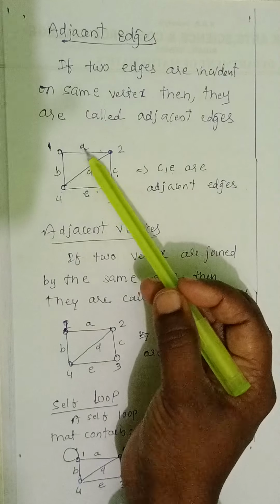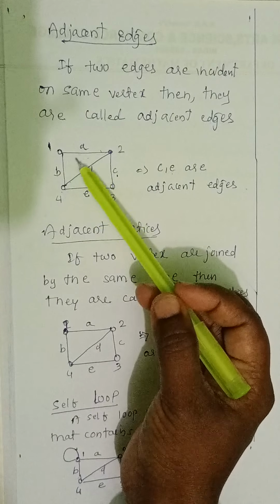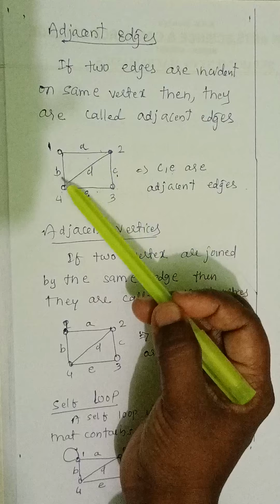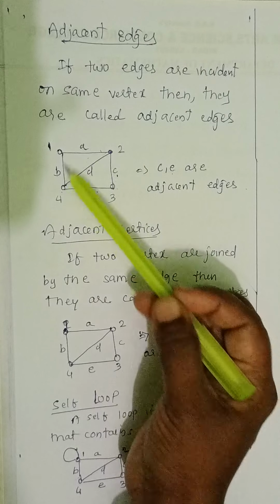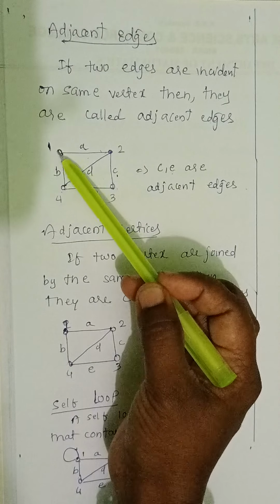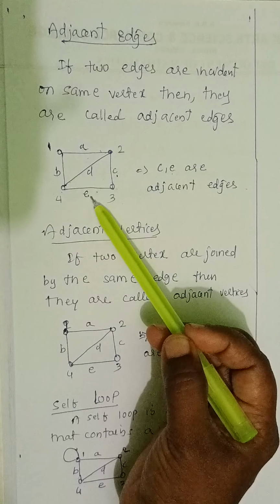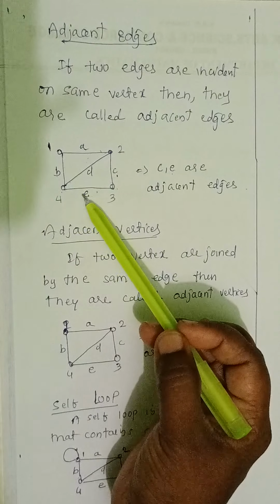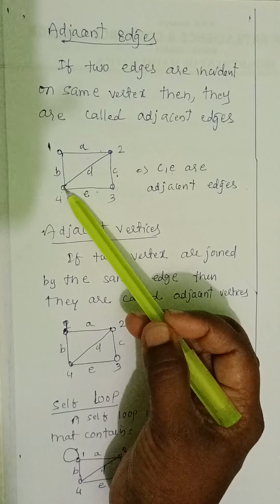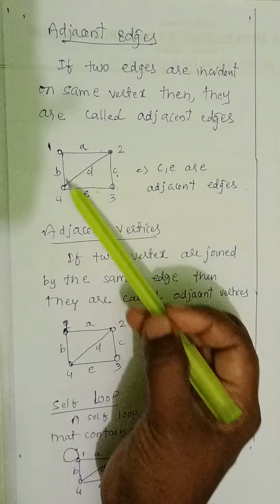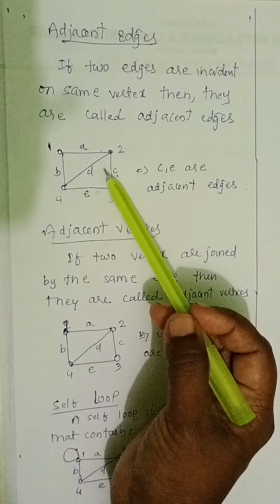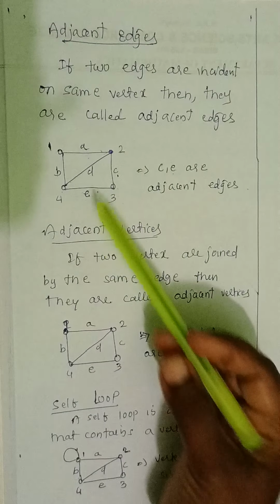Take A edge and B edge. These are adjacent edges because these two edges are incident on the same vertex 1. And we take B edge and E edge. These are two edges incident on the same vertex 4. So hence we say they are adjacent edges.